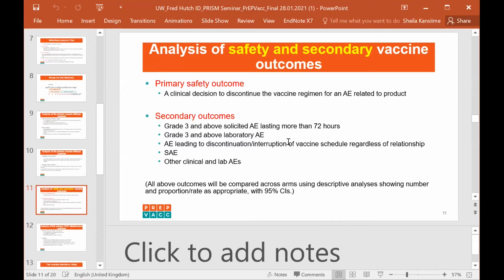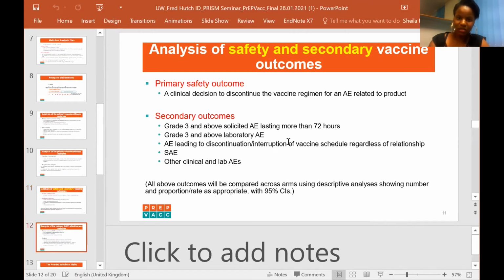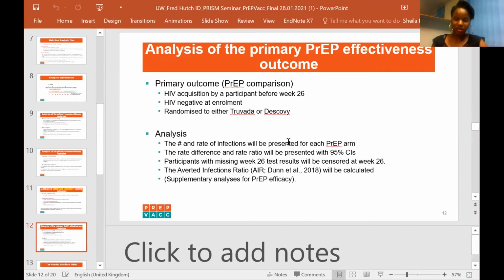Then the other aspect is the safety and secondary vaccine outcomes. I'm not going to go too much into this slide, but our main primary safety outcome will be a clinical decision to discontinue the vaccine regimen for an AE report related to the product. So we'll compare that across the two study arms with proportions, rates, and 95% confidence intervals. So that's it really for the vaccine analysis, at least that's what I've prepared for this presentation.